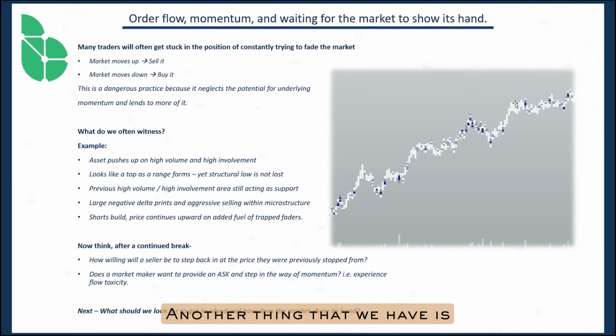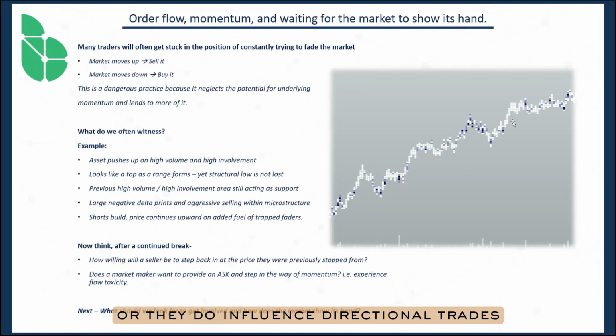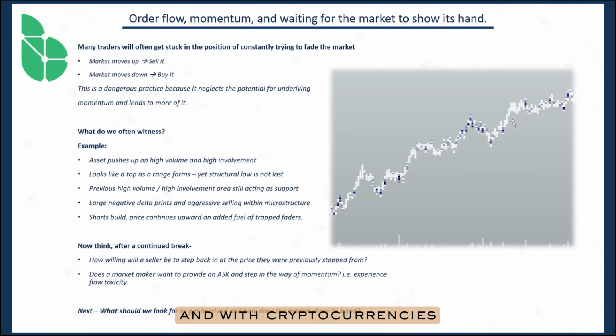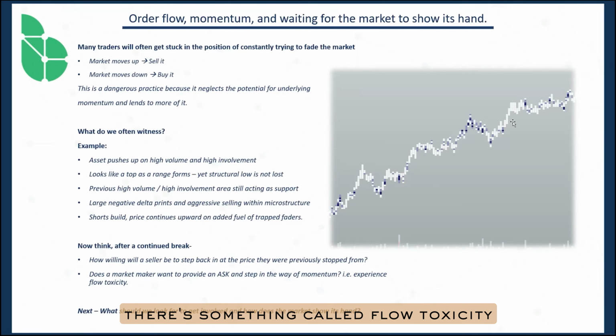Another thing that we have is market makers, they want to provide a stable bid and ask. Okay, so they want to be delta neutral. They don't want to take any type of directional trades. You know, there's argument that they do take or they do influence directional trades in their own positions with Bitcoin and with cryptocurrencies because it is unregulated. The possibility of this existing, I would say, you don't want to say 100%, but I'd say 99.9%. Okay, that is occurring. But that is very dangerous because what happens is there's something called flow toxicity.